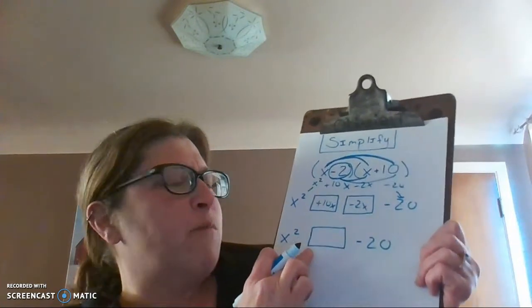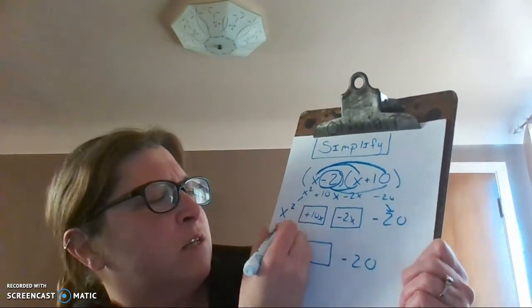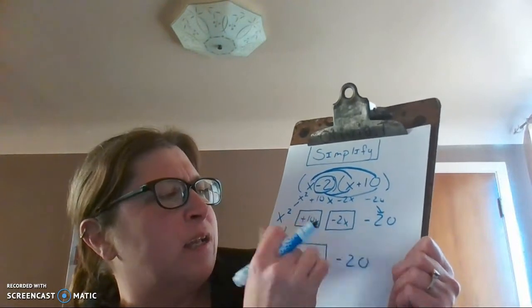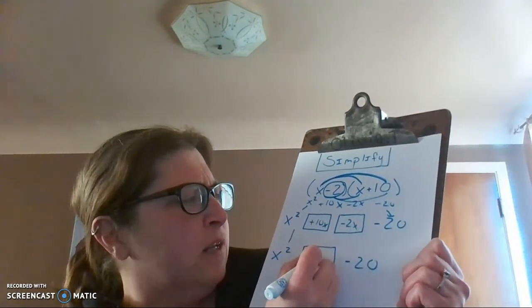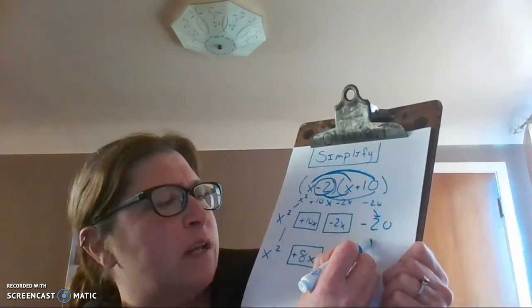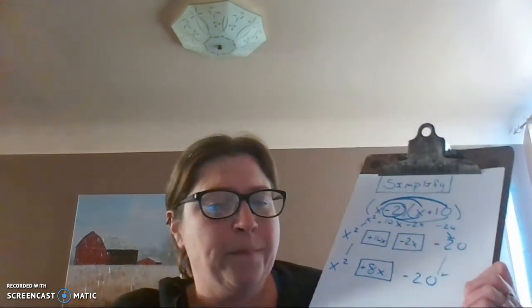And then the next step, what I wanted was, well, these are like terms. So what do I get if I combine these? So the x squared is still there. What do you get when you combine 10 and negative 2? That's an 8x. Put your sign in there, positive. And then I still have that negative 20, right? So that's all that I was looking for there.